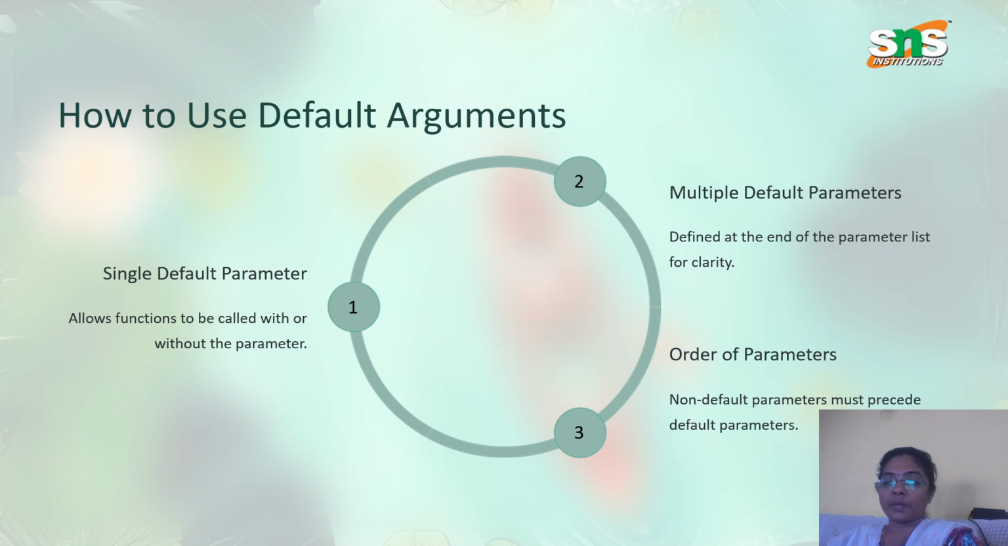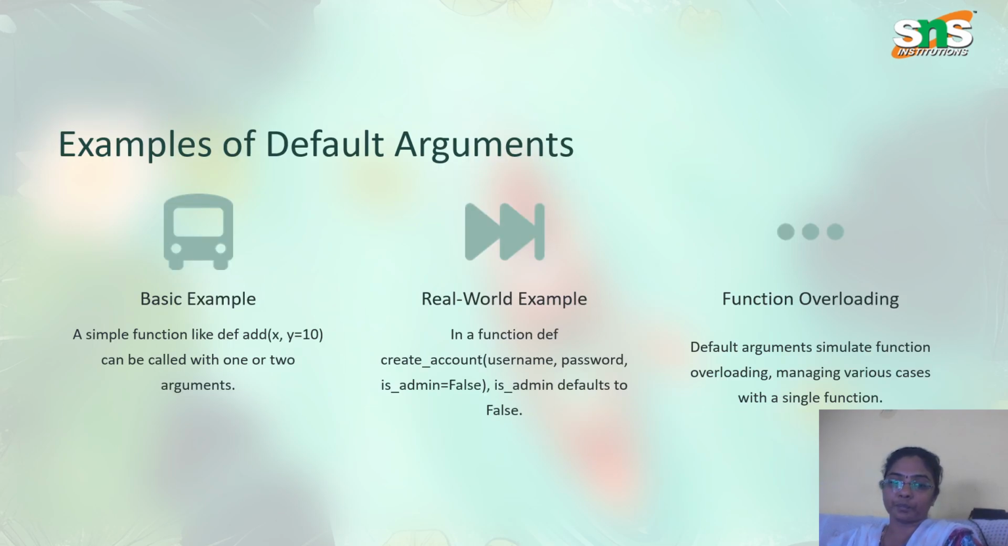Next, the order of parameters. The non-default parameters must precede the default parameters. The non-default parameters have values that change during the execution of the program. But for the default parameters, if the value is initialized once, then it is not changed throughout the program. So it can have a function with one or two arguments, add(x, y=20). Here the x value changes throughout the function, but the y value remains constant throughout the function.